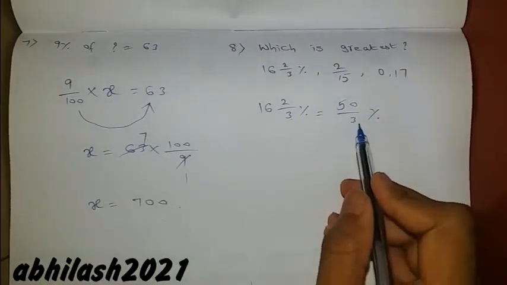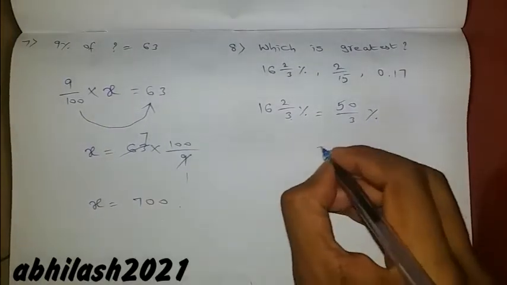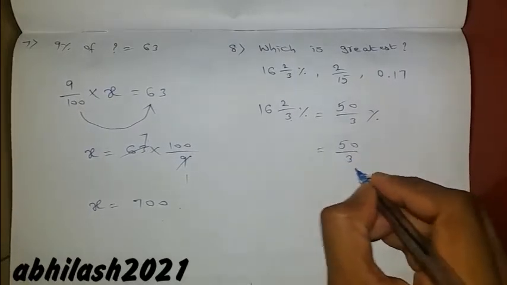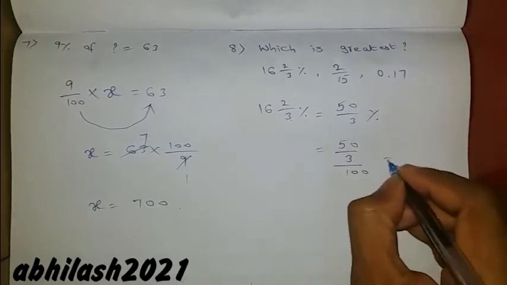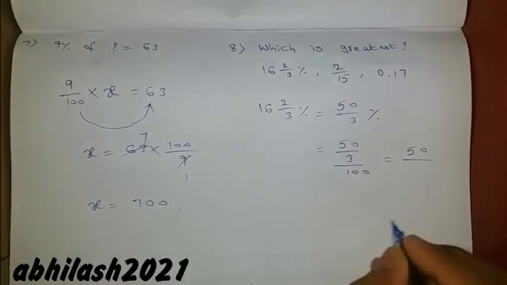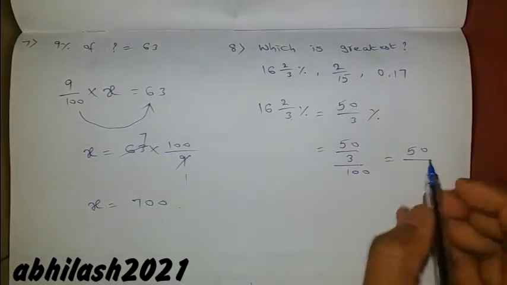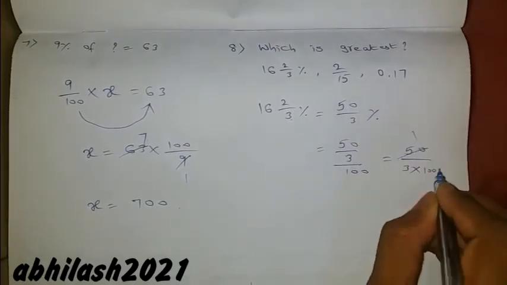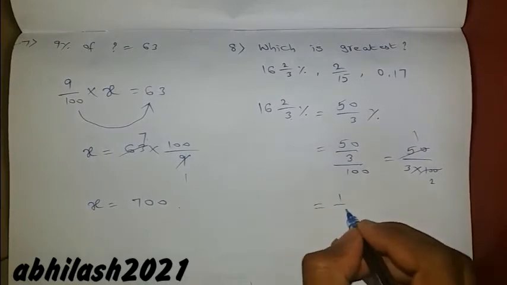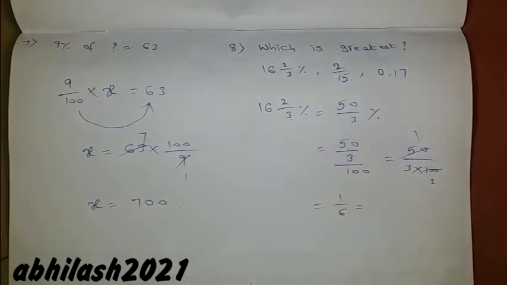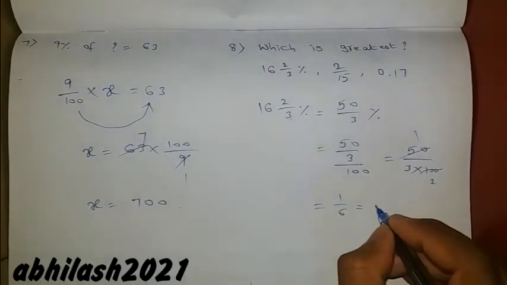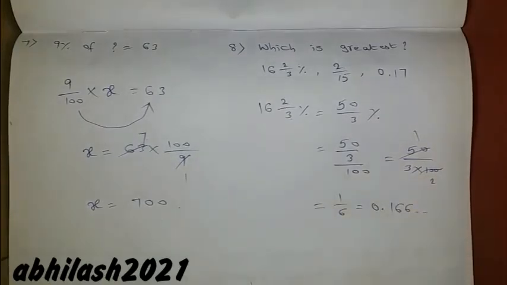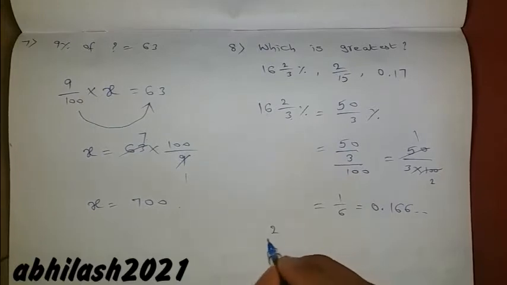Now this is a percentage, so first let us change this to a fraction. 50 by 3 percentage will become 50 by 3 by 100, nothing but 50 by 3 into 100. So 50 1s are 50, 50 2s are 100. So we will get 1 by 6. 1 by 6, if we solve it, we will get 0.1666, it continues.